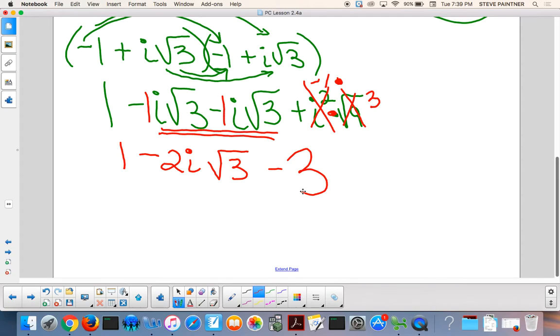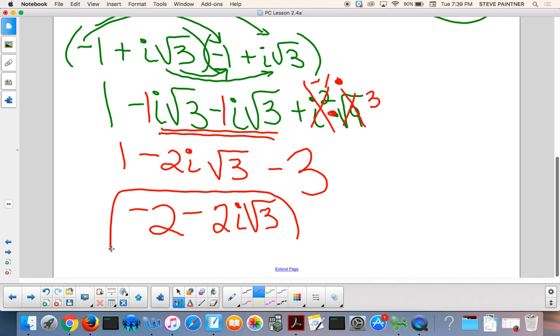All right, the real part: 1 take away 3 is negative 2. The imaginary part. There you go, and there's your answer. I guess I don't have these numbered, but I think that's number 3. Okay, that is it. Then there's one more problem, and it's on the next slide.